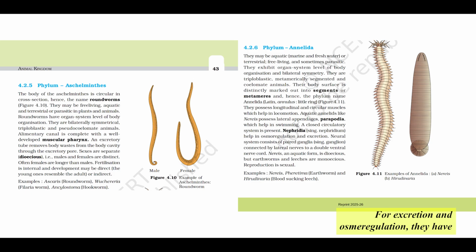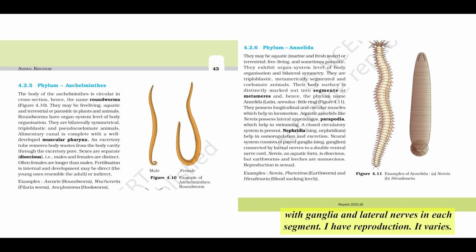For excretion and osmoregulation, they have specialized excretory organs called nephridia, singular, nephridium. Typically, there's a pair of these coiled tubules in each body segment, filtering waste from the coelomic fluid and blood. What about their nervous system? Their nervous system is also well developed. It usually consists of a pair of cerebral ganglia, a simple brain, connected by nerves to a double ventral nerve cord that runs the length of the body, with ganglia and lateral nerves in each segment.